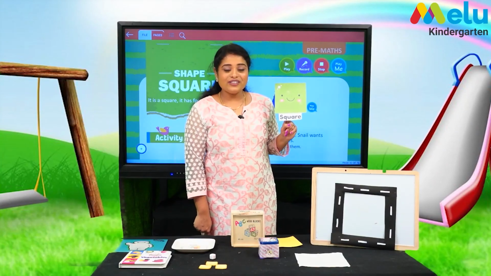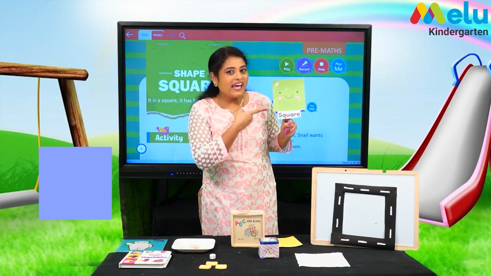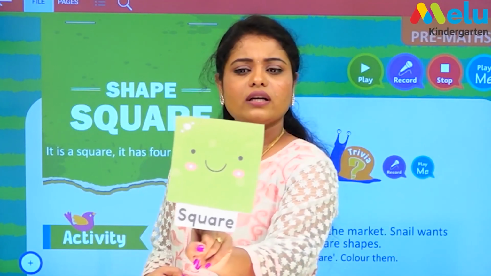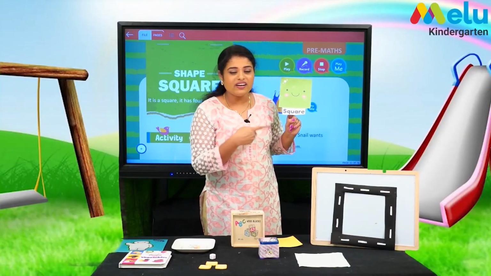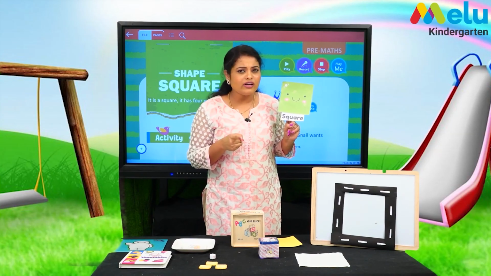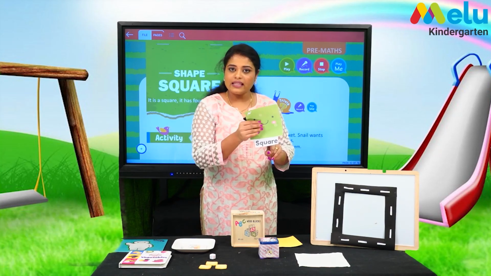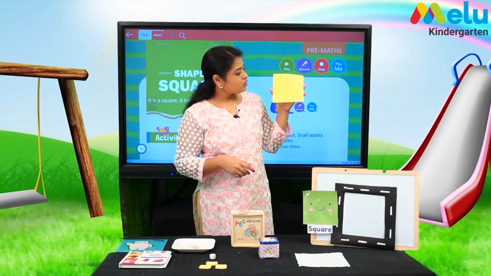So children, today we are going to learn a new shape, that is square. What is the shape? Square. Do you want to see how a square looks like? So this is a square. What is the shape, children? Square. Say it again loudly. Square. Square. Right. So children, this is a square.